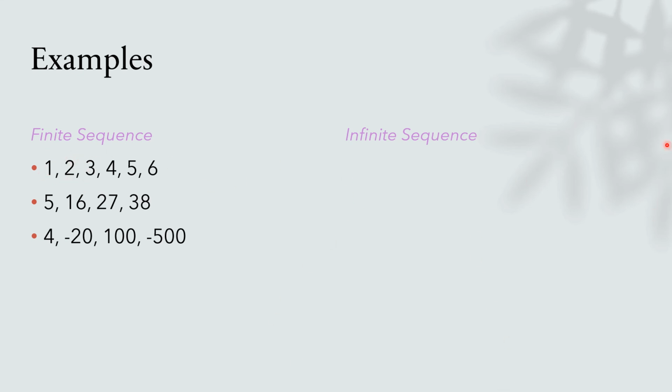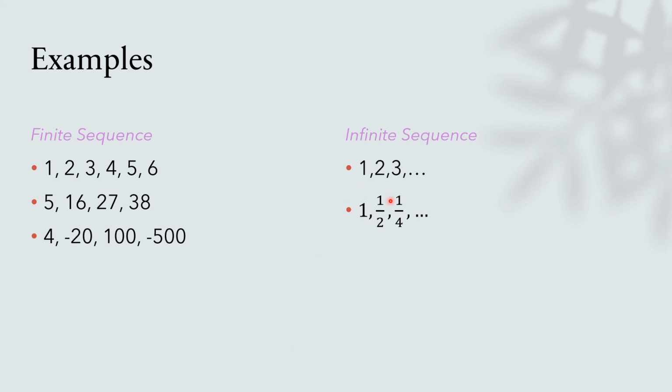Okay, now let's go to the infinite sequence. So infinite sequence, 1, 2, 3. However, there is an ellipsis. It means that it is continuous. So the rule or the pattern is it adds 1 from the previous term.